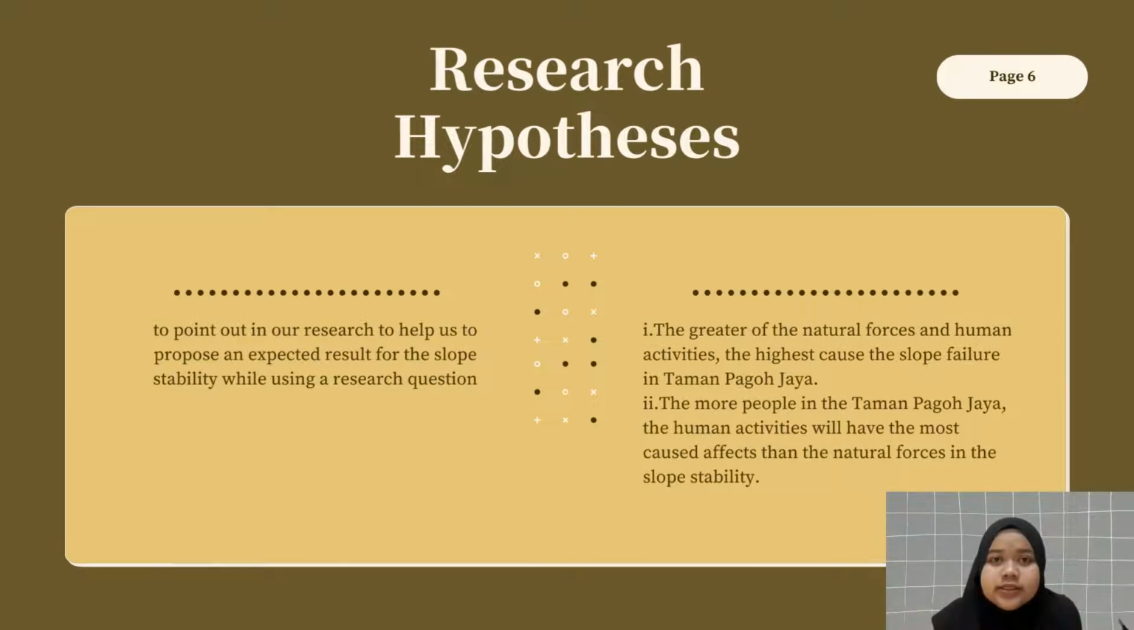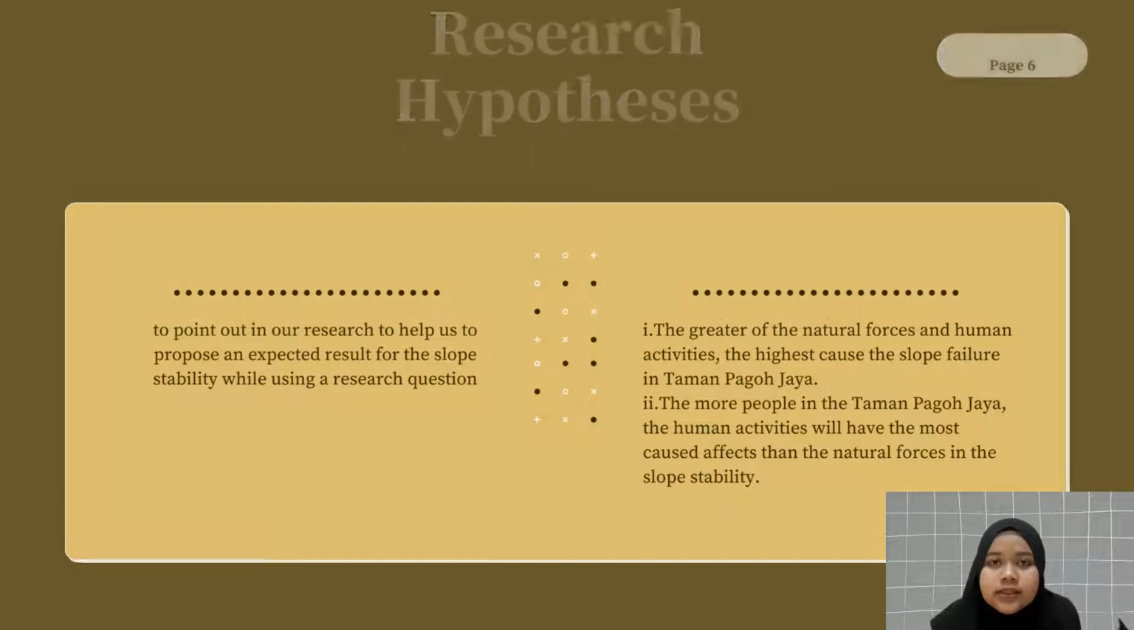Next, research hypothesis. The hypothesis is to point out in our research to help us propose an expected result for the slope stability while using a research question. So our hypothesis is, first, the greater the number of forces and human activities, the higher the cause of slope failure in Taman Pagoh Jaya. Second, the more people in Taman Pagoh Jaya, the more human activity will have the most effect compared to the natural forces on the slope stability.